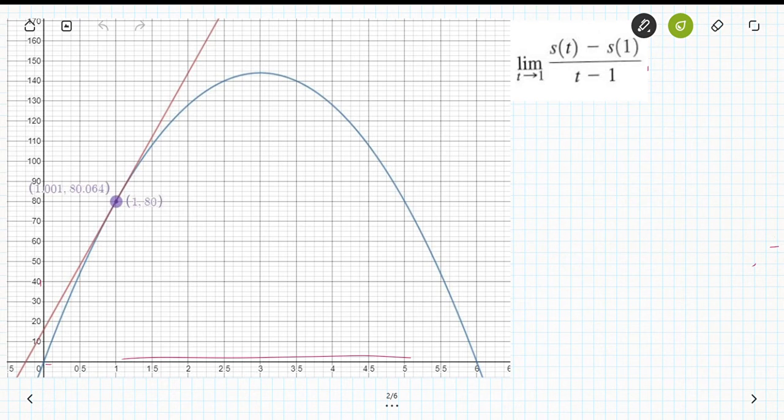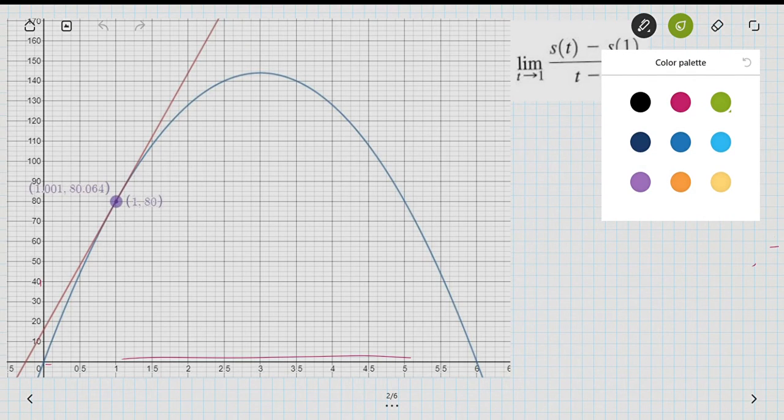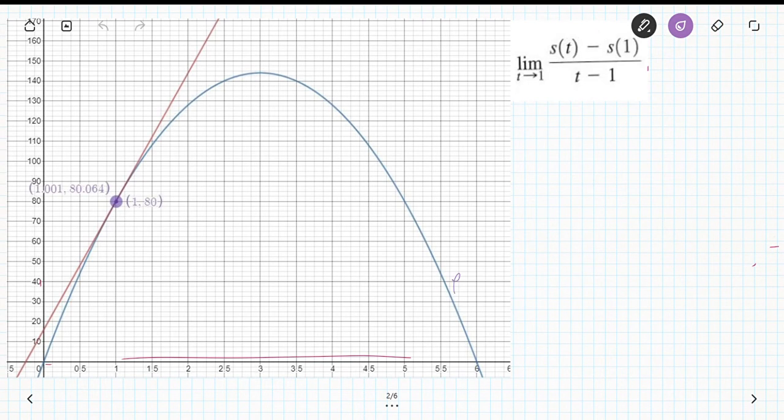Now you'll see that I'm looking at the same position function, so position or path or whatever it is. And of course the same thing here. It is the height.